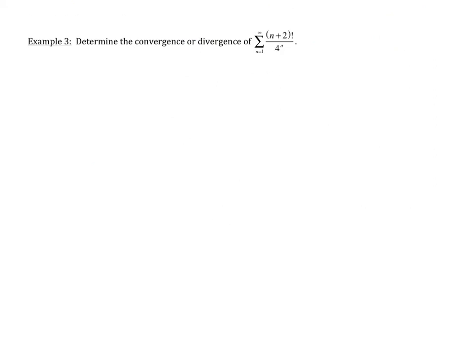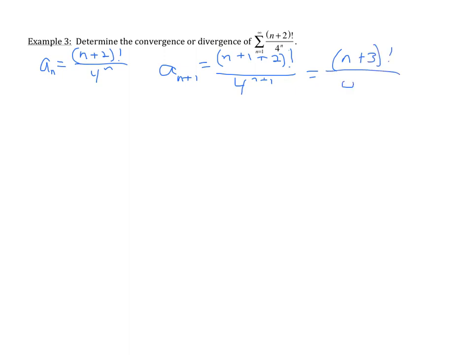All right, one more example here. So now we've got the series from 1 to infinity of n plus 2 factorial over 4 to the n. All right, they're both positive, so we're going to go ahead and use the ratio test. So a sub n is n plus 2 factorial over 4 to the n, and a sub n plus 1 is n plus 1 plus 2 factorial. Oh, not squared. Over 4 to the n plus 1. And so that's just going to be n plus 3 factorial over 4 to the n plus 1.